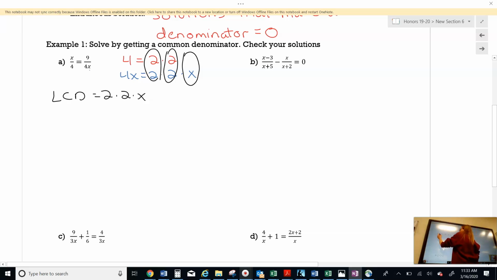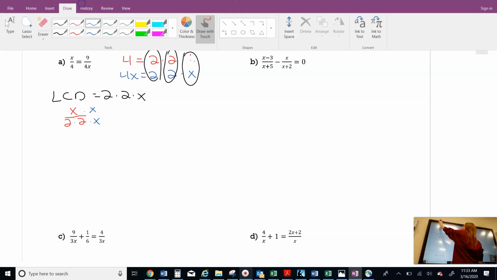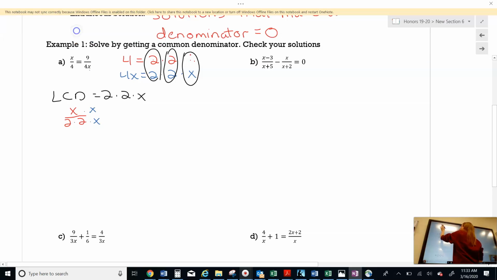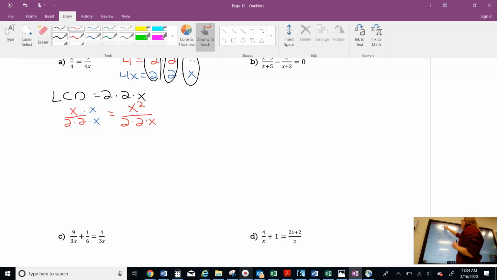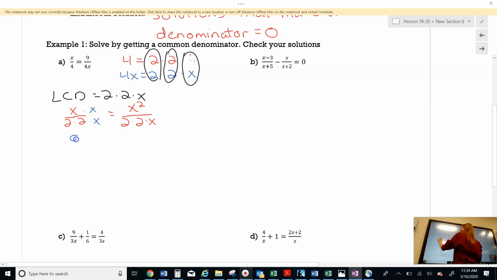So in our first fraction, I have x over 2 times 2. And what am I missing? I'm missing this x. And x times x is x squared over that denominator. In our other fraction, we have 9 over 2 times x. And if you notice, we're not missing anything, so that's good.